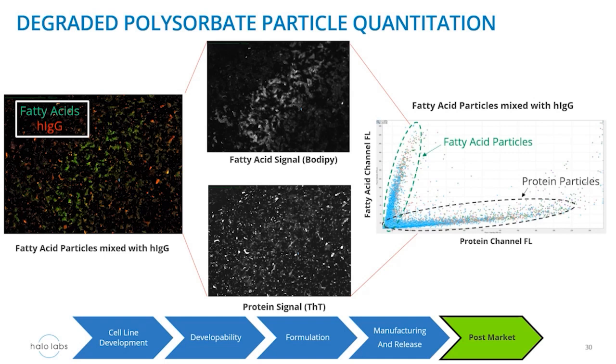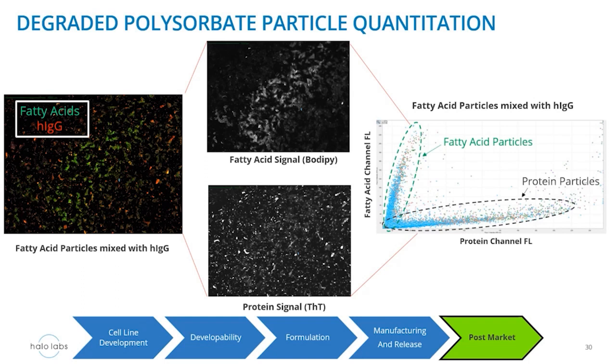So here we have a sample of human IgG mixed with free fatty acid particles. We've incorporated both the Bodipy stain as well as the thioflavin T stain simultaneously, acquired the fluorescence, and as you can see, we get a signal under each of the respective channels. And then we could actually use that scatter plot that we saw previously and plot the protein channel along the x and the free fatty acid channel along the y-axis and get two separate subpopulations of particles. Your free fatty acids along the y and your protein particles along the x.